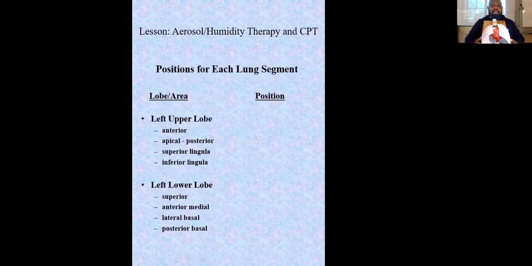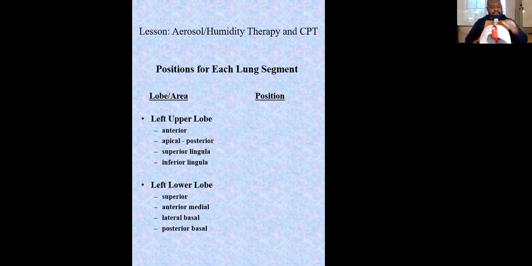Then you have the left upper lobe, left lung, right? It only has a left upper lobe and a left lower lobe, okay? That's all the left has. You know, it also has a little section we call the lingula, all right? But it's not a lobe.